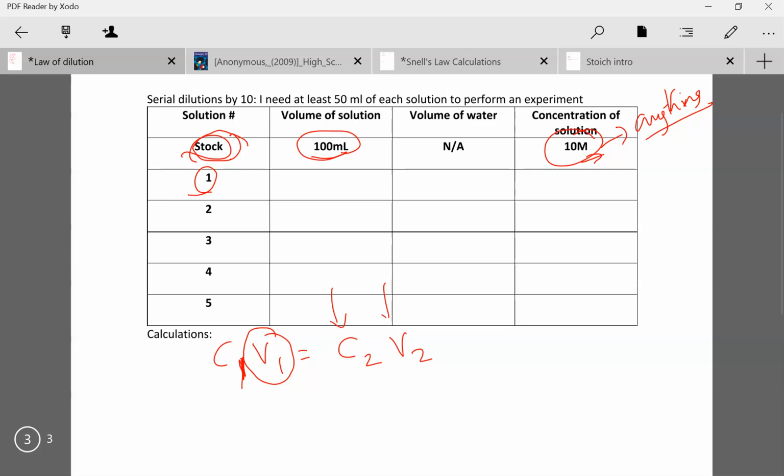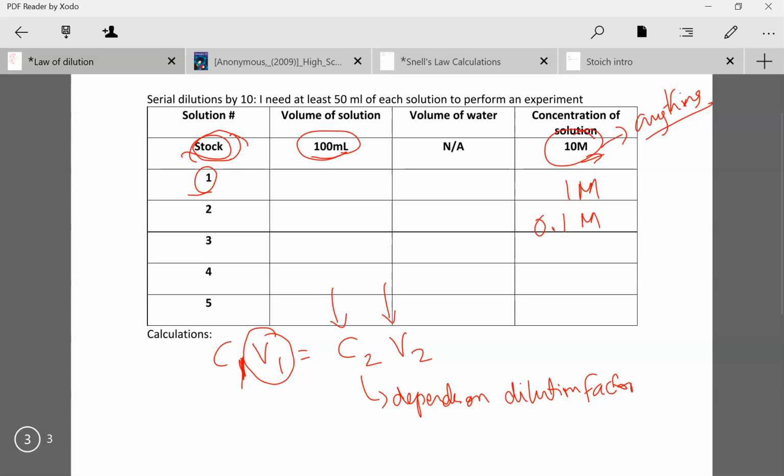These two variables you get to pick. So the C2 depends on dilution factor. For example, we'll just do the same example that we did in class. Let's say I want to dilute it by 10. So I want a 1 molar solution because I'm dividing this by 10. So instead of a 10 molar, I want a 1 molar solution. And the next one, I want a 0.1 molar solution.